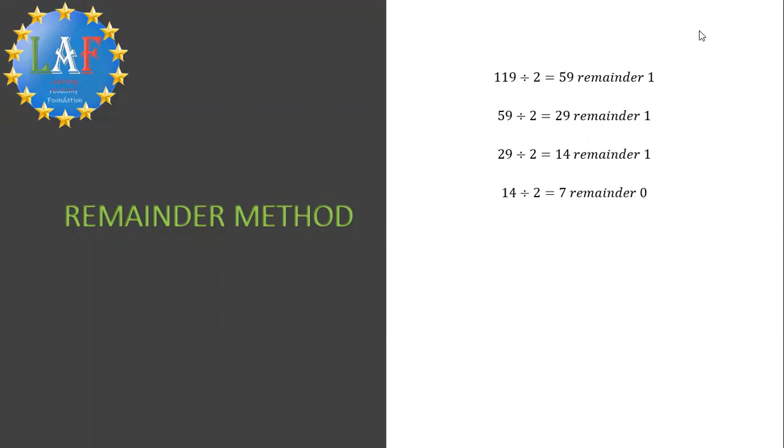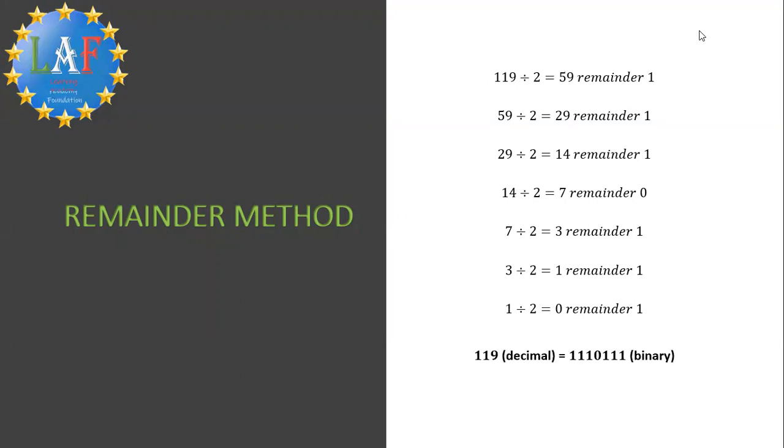14 divided by 2 is 7, remainder 0. 7 divided by 2 is 3, remainder 1. 3 divided by 2 is 1, remainder 1. 1 divided by 2 is 0, remainder 1. By inverting the series of remainders, in other words, by writing them from the bottom up, the number 1110111 is obtained. So 119 in decimal is 1110111 in binary.